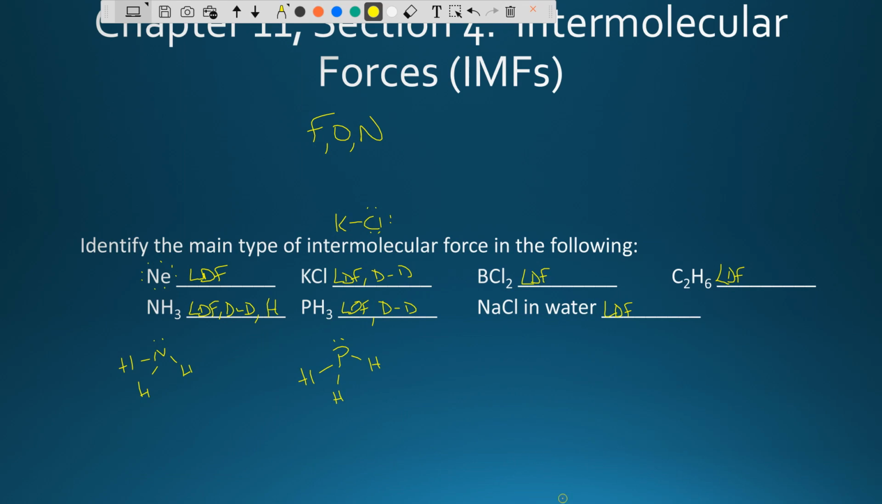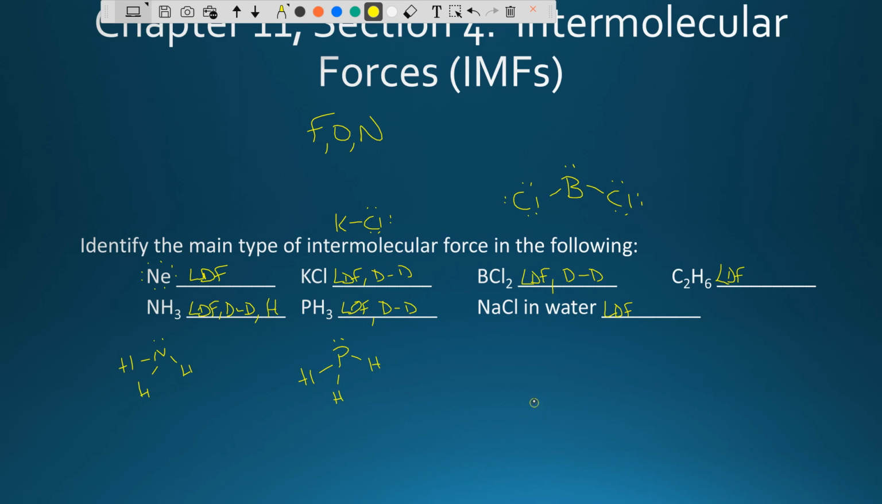Okay, we take a look now at boron dichloride. Boron dichloride is kind of a weird one, but when I draw it out, it looks like this. Boron is the only one that has 3 valence electrons to play with, so that's why it looks the way it does. And yes, it is going to be polar, so that's going to be dipole-dipole.